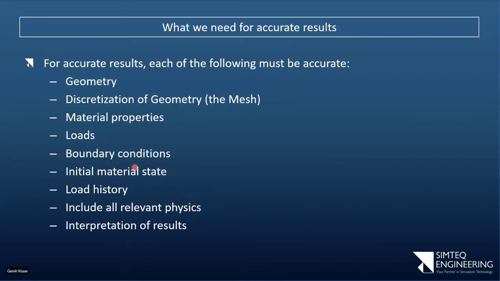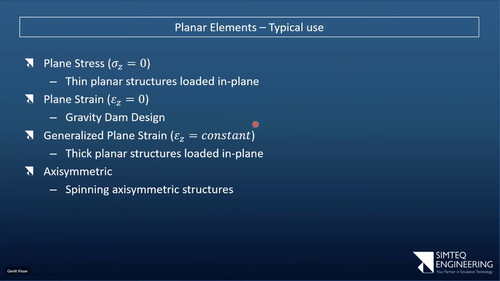Okay. So just again to recap where this fits in, when we look at accurate results, we need all of these accurately. But in this section, we're only looking at discretization. So you still need good geometry, good material properties, and so on. But we're, as I say, concentrating specifically on the meshing and solid element types today.